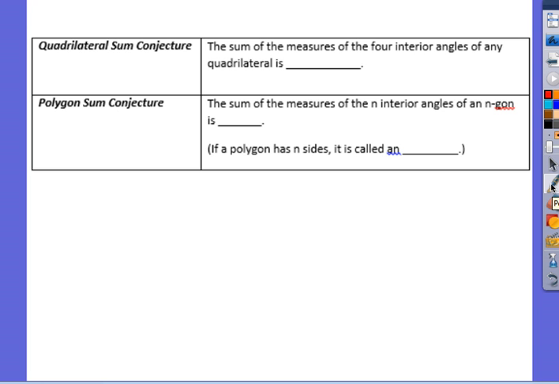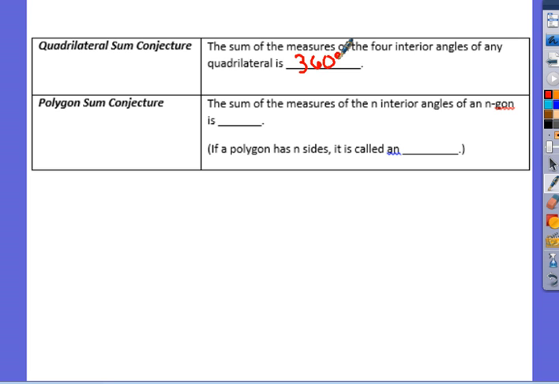Quadrilateral, a 4-sided figure. The sum of the measures of the 4 interior angles of any quadrilateral is 360. You know that because if you look at a square or a rectangle as a quadrilateral, those have 90-degree angles. 90 plus 90 plus 90 plus 90 is 360. Those are the 4 angles.